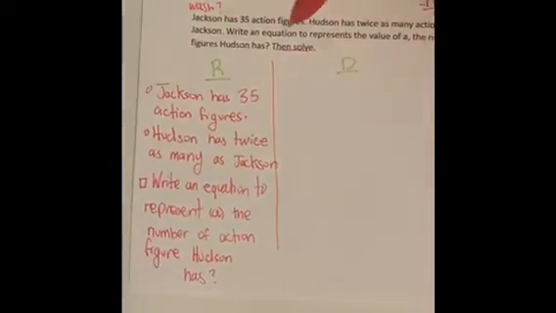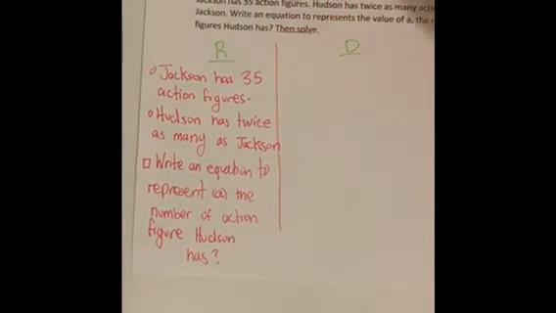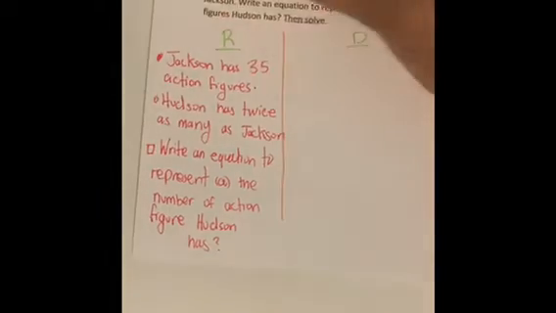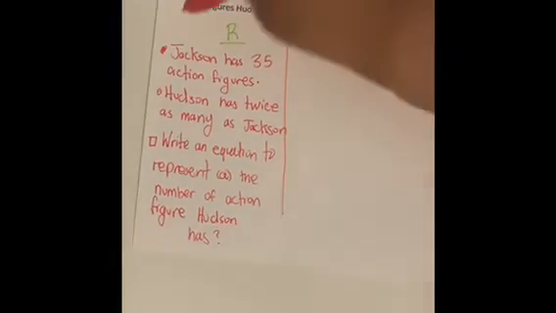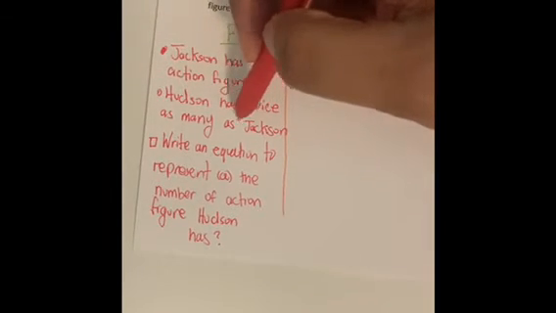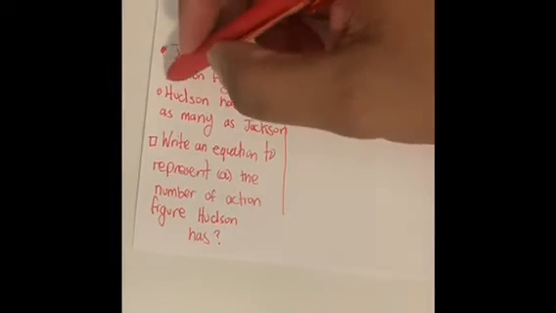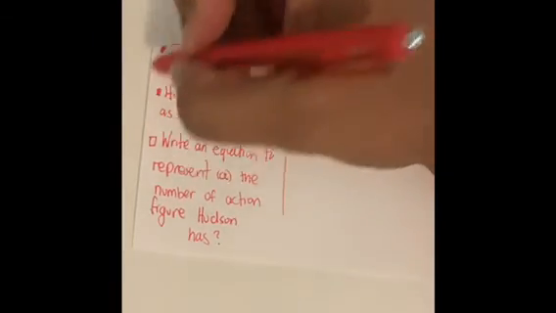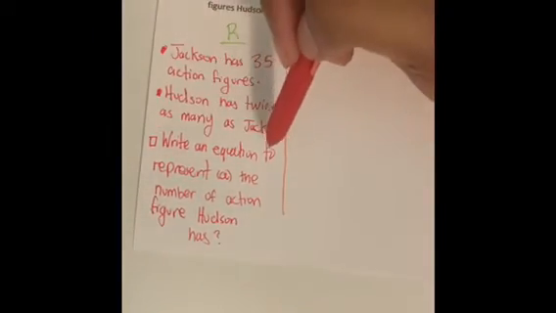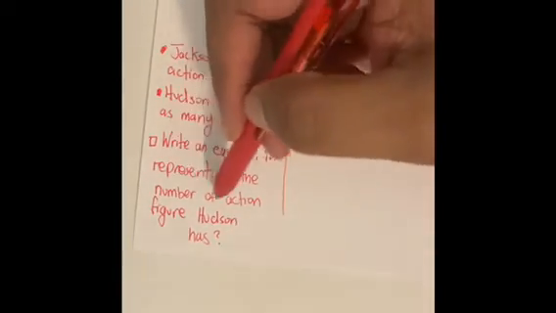So here are my facts. Jackson has 35 action figures. Got that first fact. Hudson has twice as many action figures as Jackson. So we know Hudson has twice as many. And they want us to write an equation to represent A, the number of action figures Hudson has.